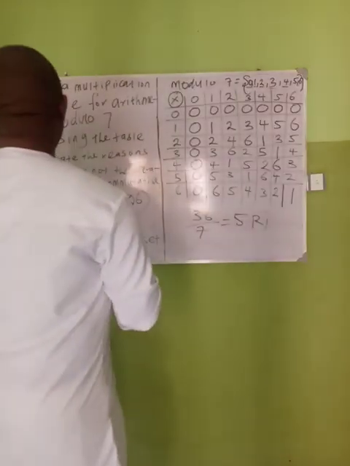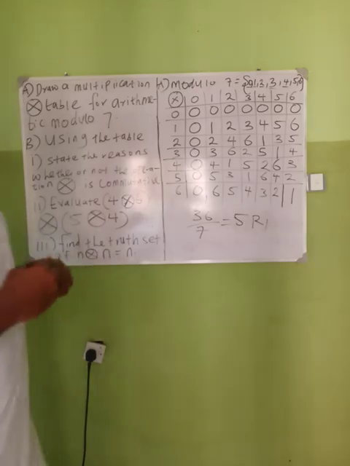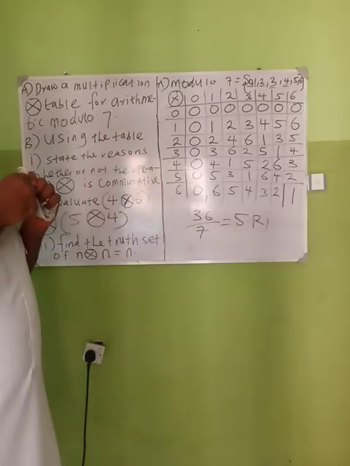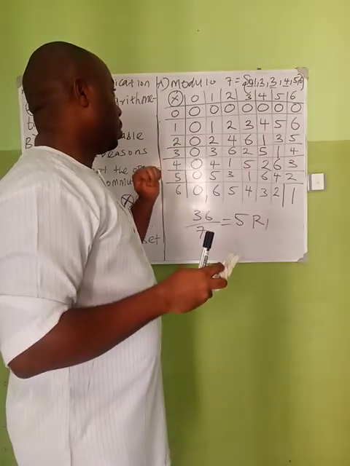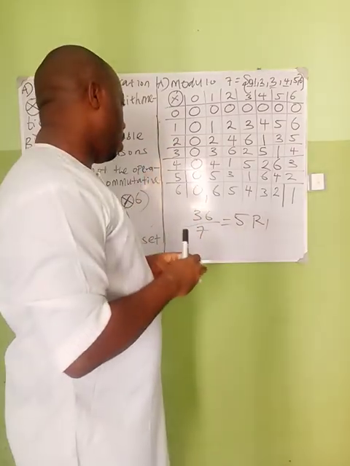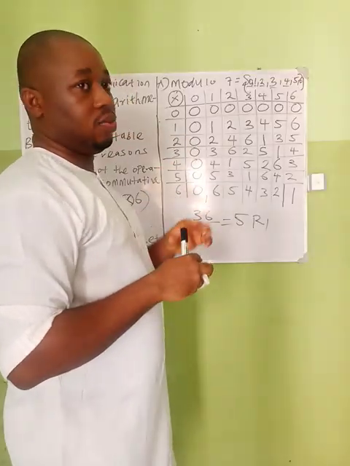So this is the A part. This is the table in modulo 7. Okay, I hope you understood this. So let's proceed. Take your time, rewind the video, look through it again to understand it properly.